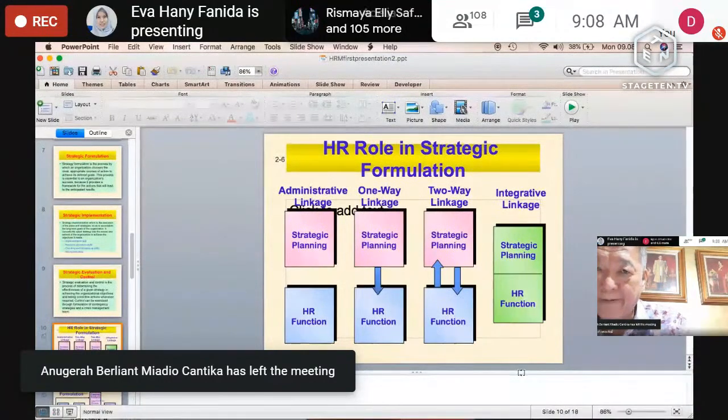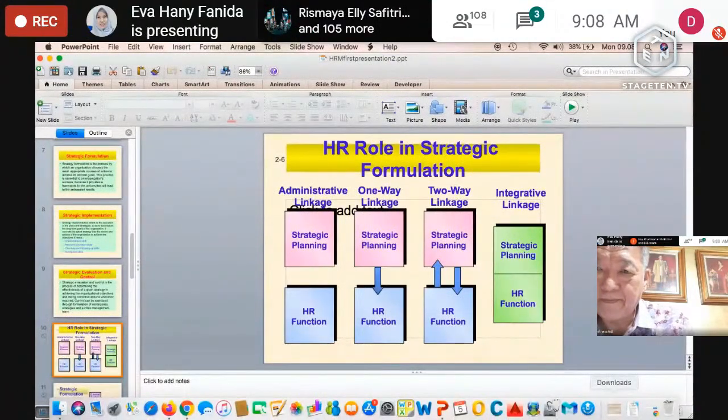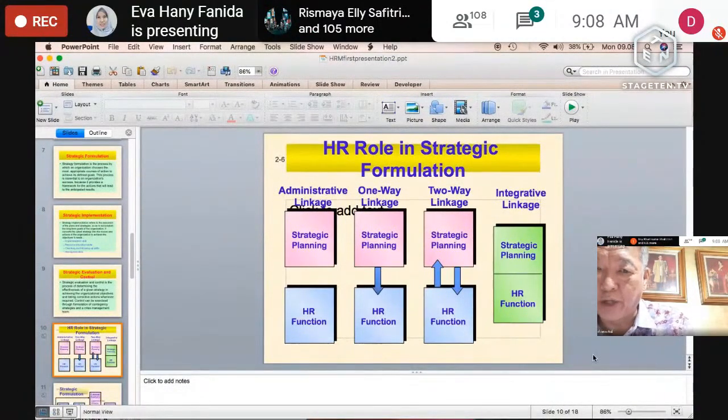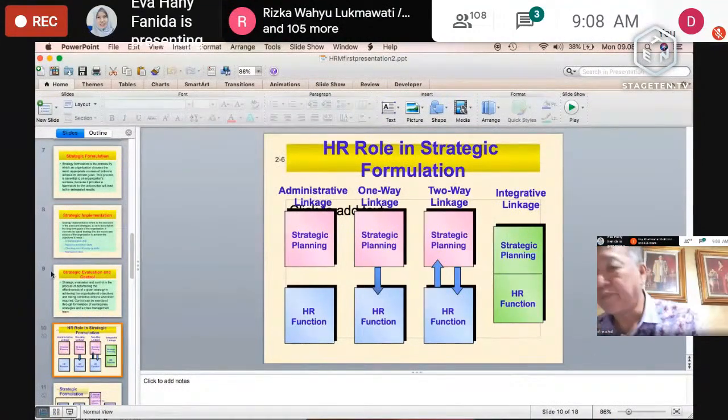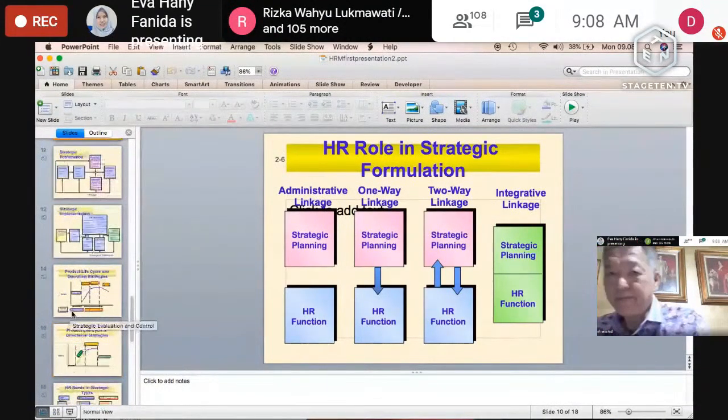Okay. Yes, okay, Prof. If there is no problem, we go to the next page. Okay. Please go to the next page.